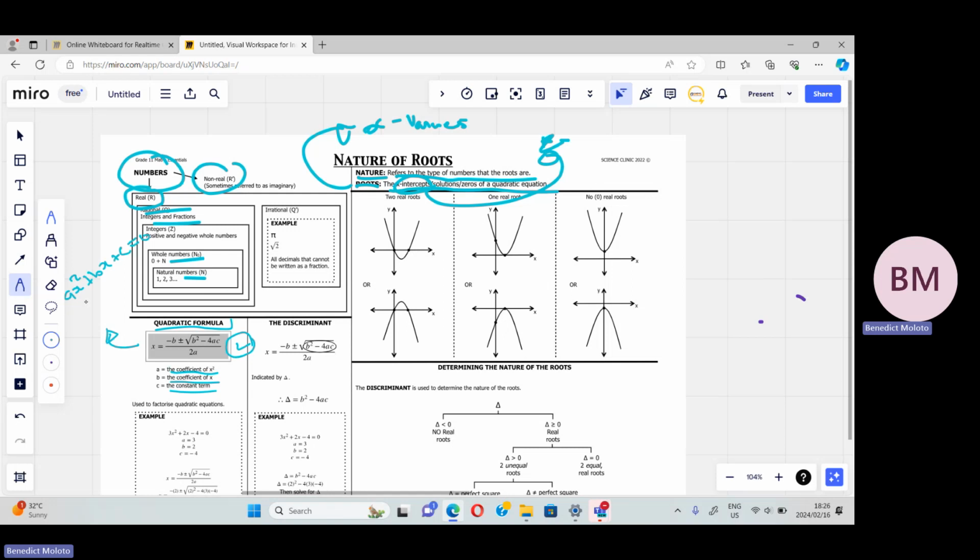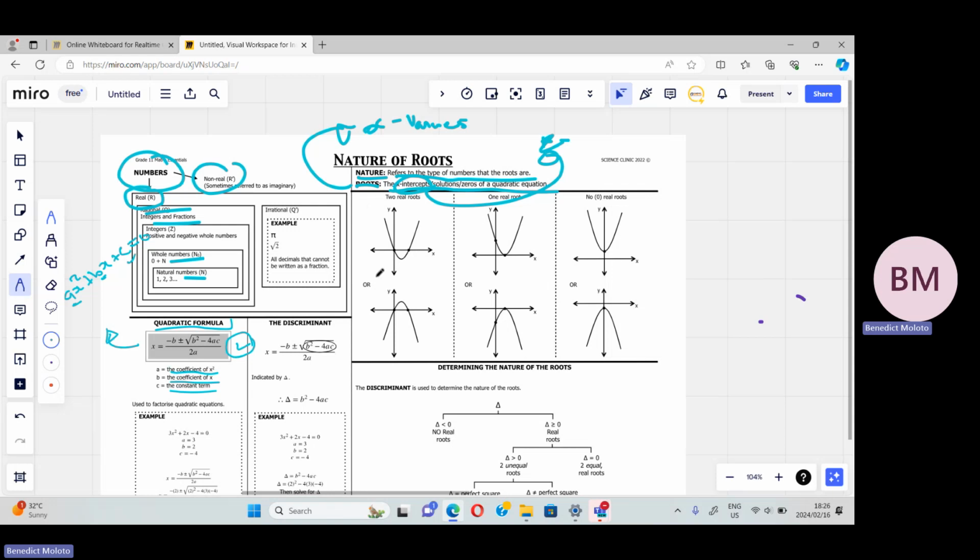Then our a is the coefficient of x squared. Our b is the coefficient of x. Then our c is just a constant term. That is how it is. Then let's go further. The way we apply it, here we got an example.